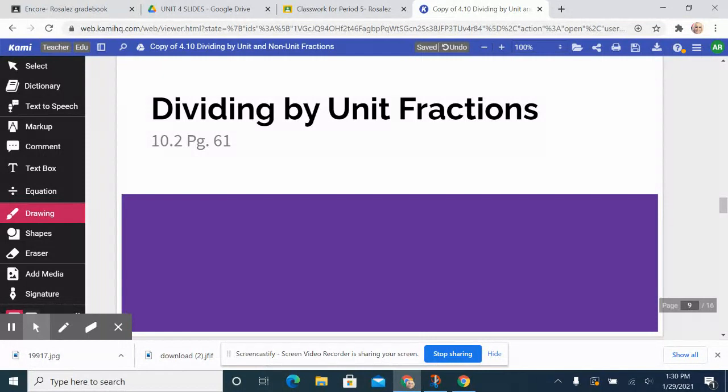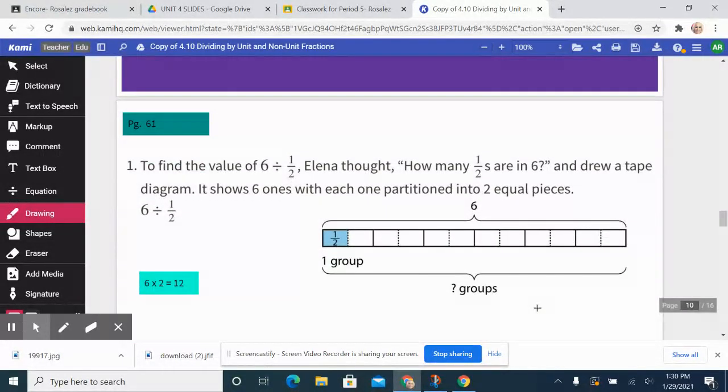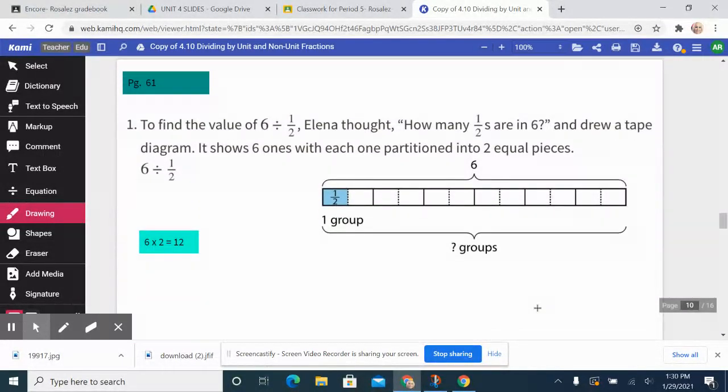Okay, so now you're on page 61. And I'm doing number 1. It says to find the value of 6 divided by half. Elena thought, how many halves are in 6? And she drew this diagram.